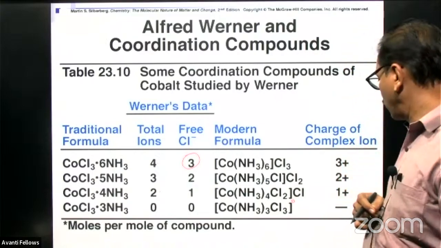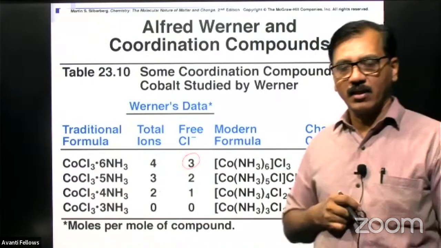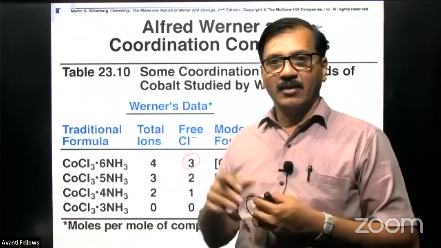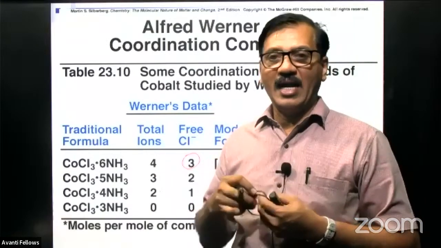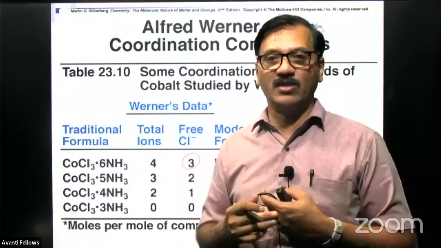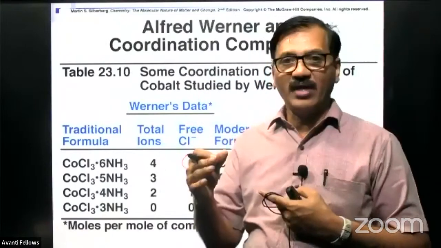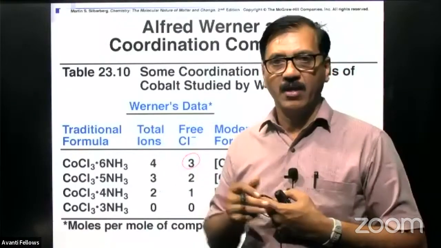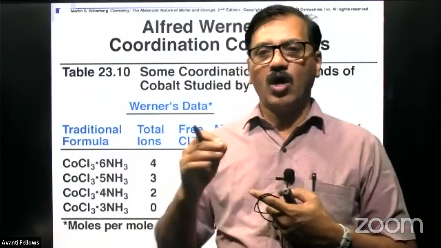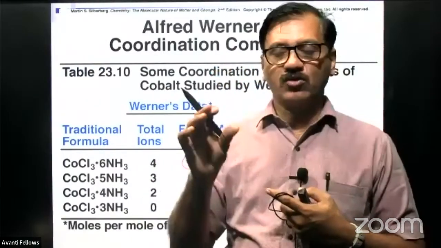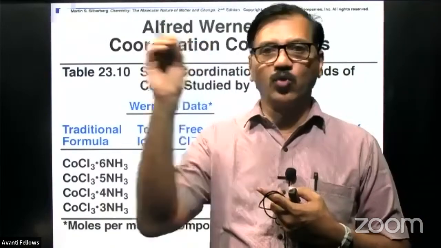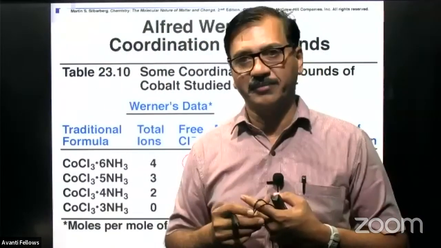Because of these observations, he said that every metal atom or ion has to satisfy 2 valencies: the primary valency and the secondary valency. Primary valency is due to counter ions. For example, copper chloride: copper has a 2 plus charge, so it has to give 2 electrons. That is the primary valency.